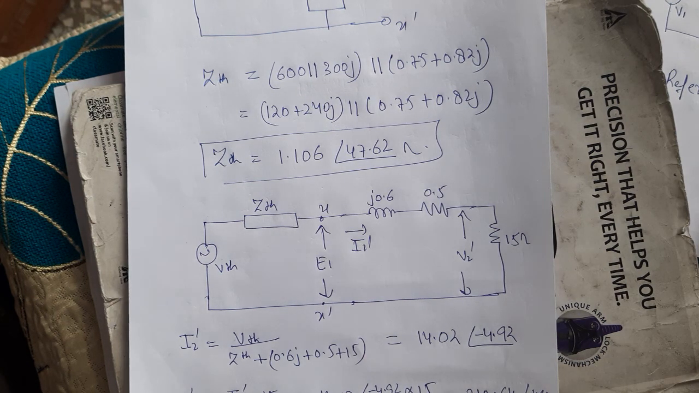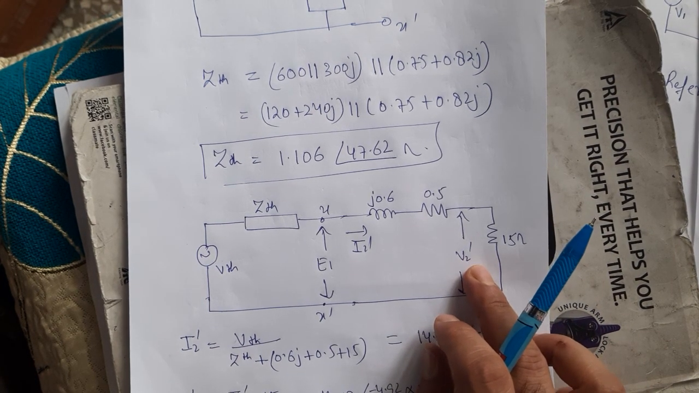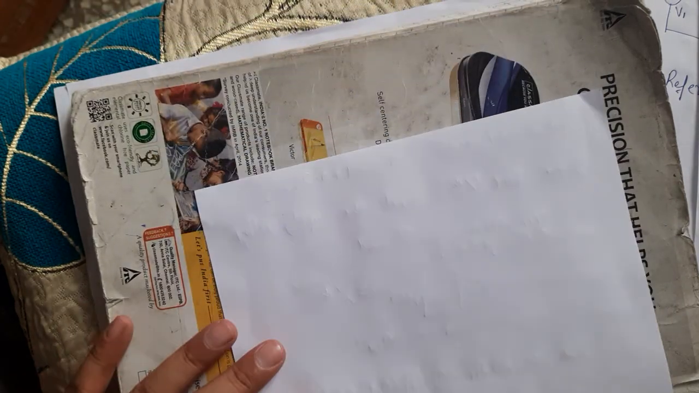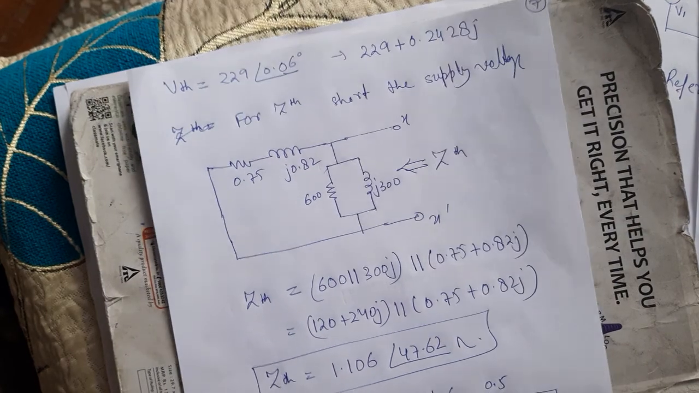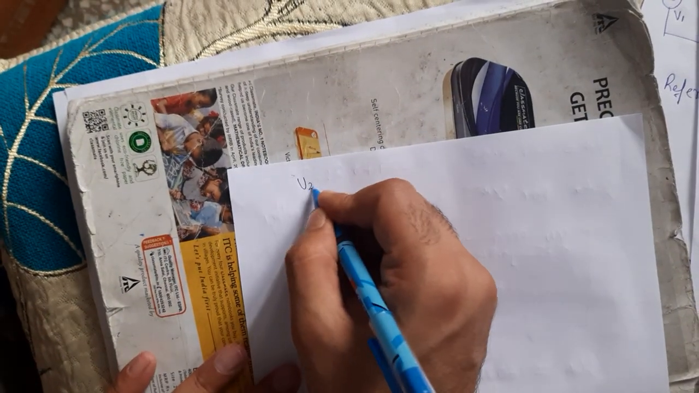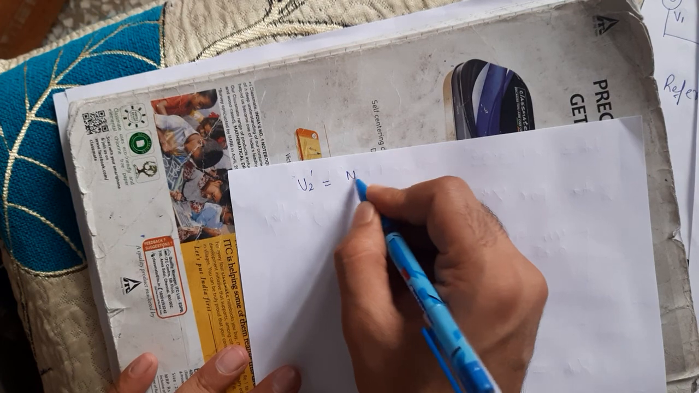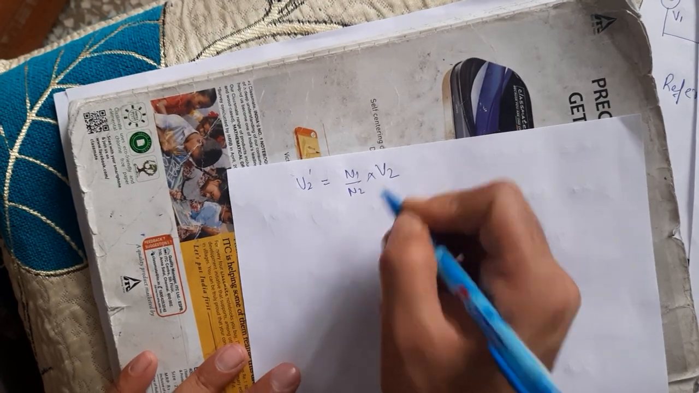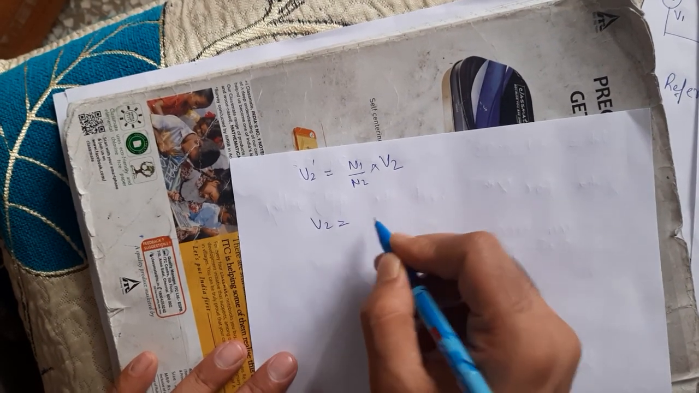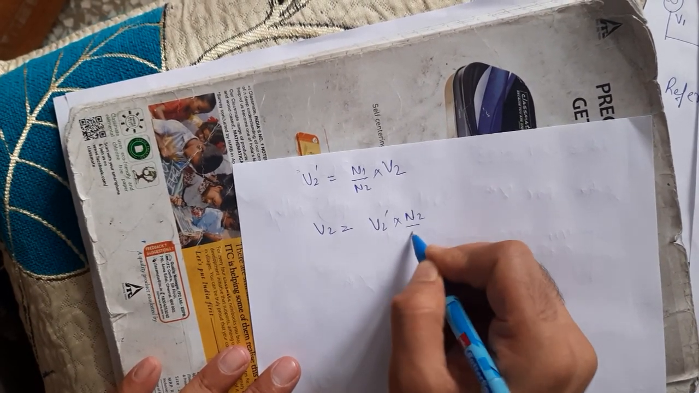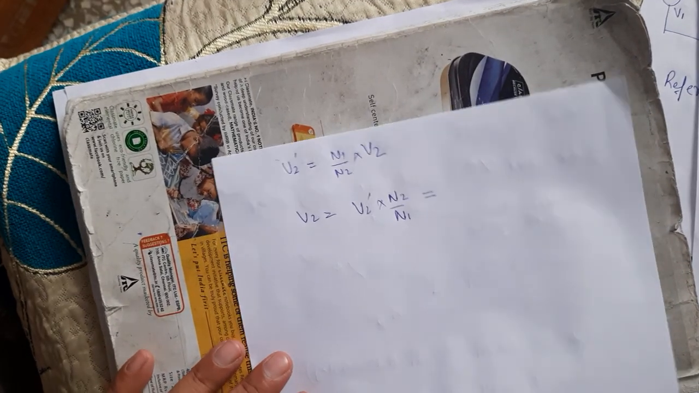Okay, but what is our aim? Our aim is to calculate the secondary voltage and current. So you know what is V2. Can you calculate V2 in terms of V2 dash? You have calculated V2 dash. You know that V2 dash equals N1 by N2 into V2, as in the equivalent circuit I showed you. So V2 will be nothing but V2 dash into N2 by N1. What is V2 dash? We calculated it, it is 210.64.